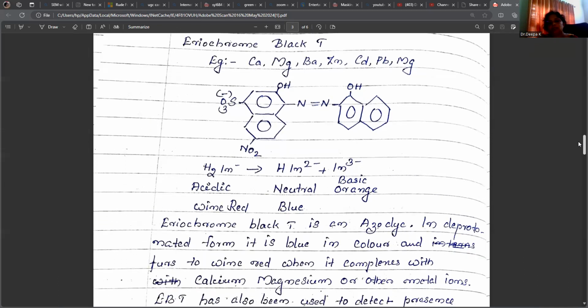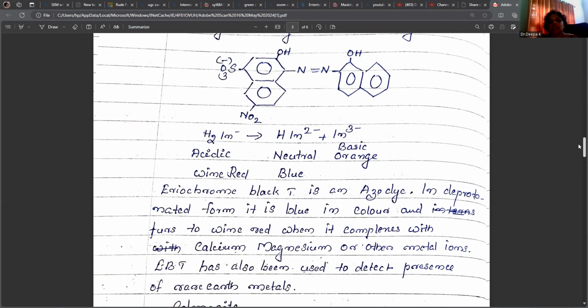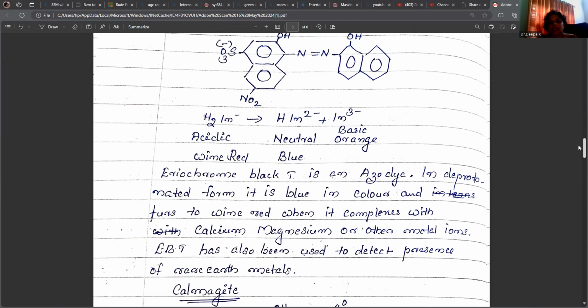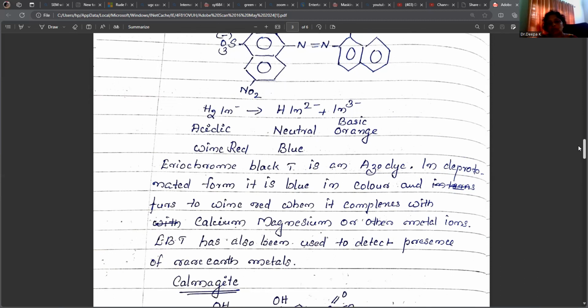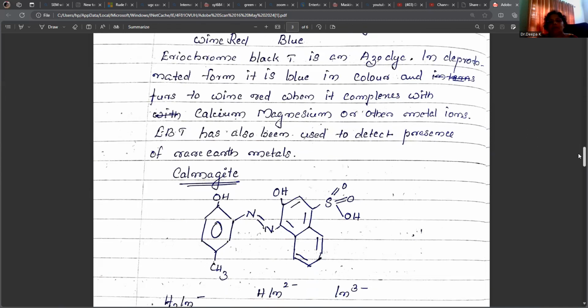Eriochrome Black T is an azo dye, and it is in a 3-protonated form. It is blue in color, and it turns to wine red when it complexes with calcium, magnesium, or other metal ions. Eriochrome Black T has also been used to detect the presence of rare earth metals.